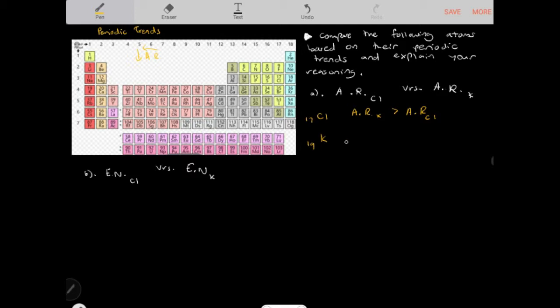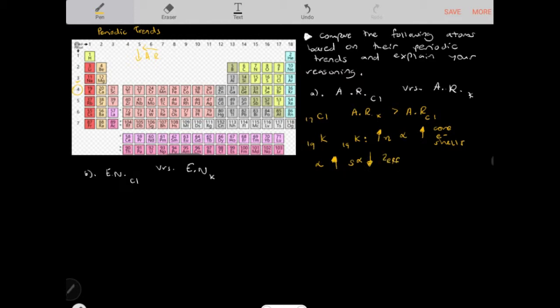So because I'm going to attribute this to shielding, now take a look at potassium here. Potassium is going to have a higher shell number, right? So the valence shell is 4 instead of 3. Because there's a higher shell number, there's a greater number of core electron shells. So because there's a greater number of core electron shells, there's going to be a greater impact of the shielding effect. Now the shielding effect is going to cause a decrease in the effective nuclear charge.